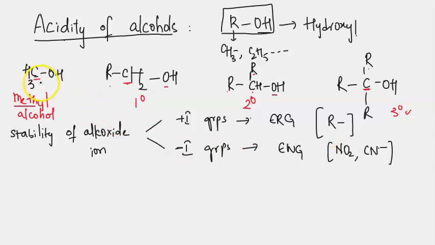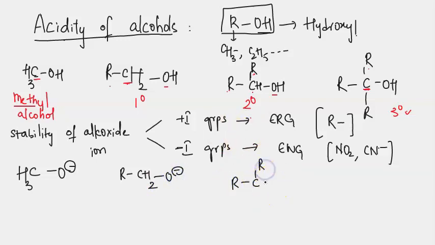The alkoxide ions obtained from the above alcohols will be: from the first case we get CH3O minus as the alkoxide ion. In the second case it is RCH2O minus. In the third case it is R2CHO minus, and in the fourth case it is R3CO minus. Simply, we remove the hydrogen as an H plus ion, so the oxygen gets the negative charge. That part is called the alkoxide ion.